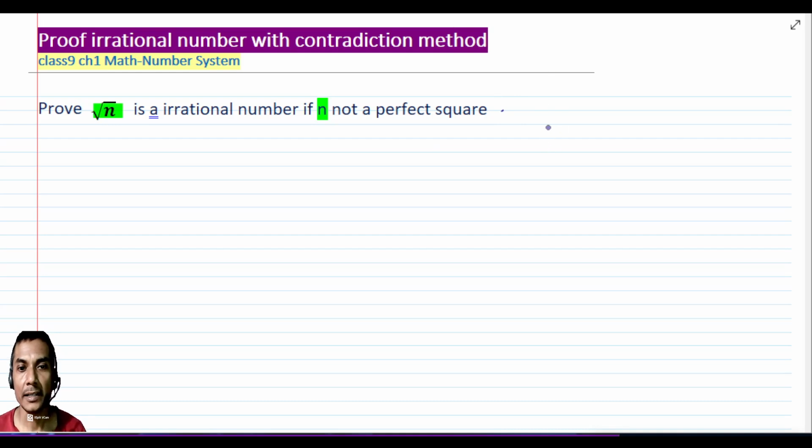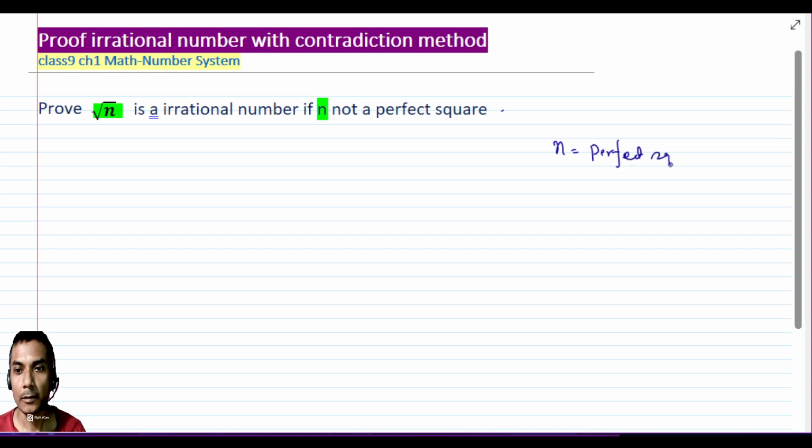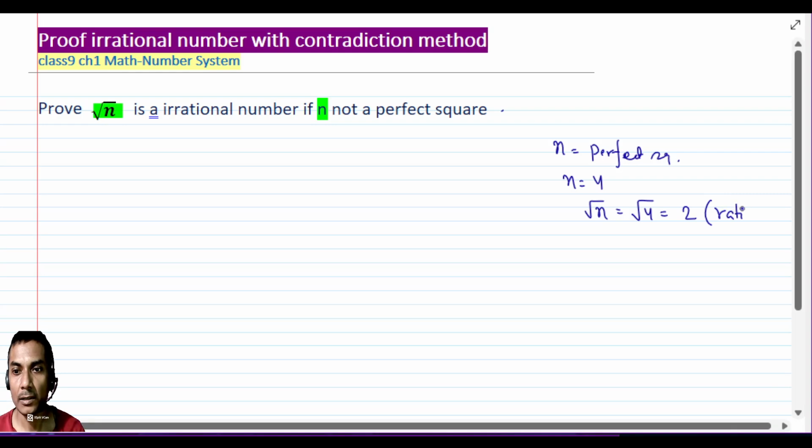We know that if n is a perfect square, what will happen? Let's take one example. N is equal to 4, then root n will be what? Root n is equal to perfect square, meaning it will be 2. So 2 is a what? Rational number. But when it is not a perfect square, then it will not be a rational number, it will be an irrational number.